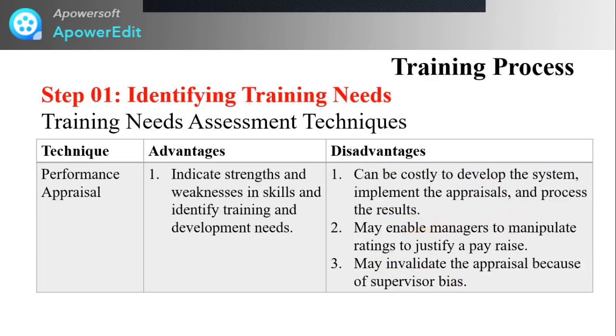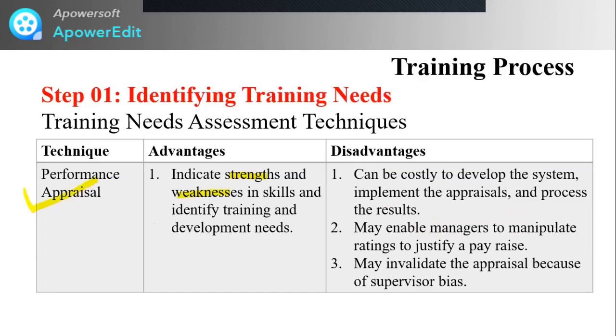Then performance appraisal. You have an idea about performance appraisal. We periodically assess the employee's performance. These data can be used to identify the training needs. The advantage is that it indicates strengths and weaknesses in skills and knowledge to identify training and development needs.